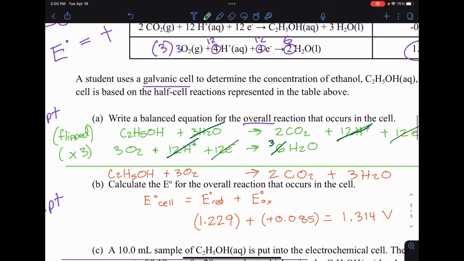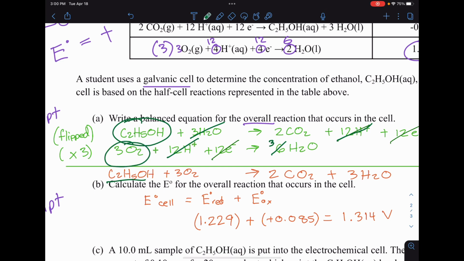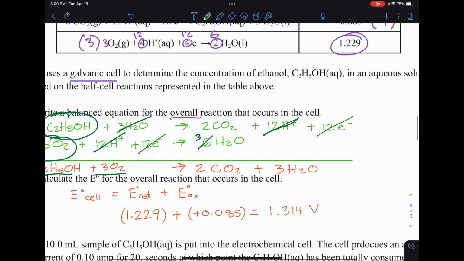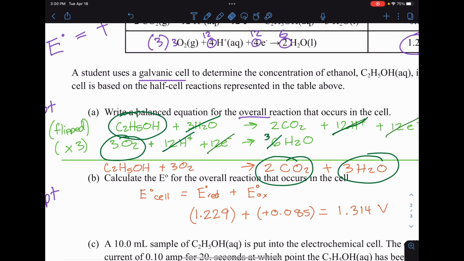So when you add this up, we've got our 1 propanol here. You've got your 3 O2, and everything else is canceled on the reactant side. On the product side, you've got 2 CO2, and you've got 3 H2O left, and everything else is canceled. So that is why the answer is this way.